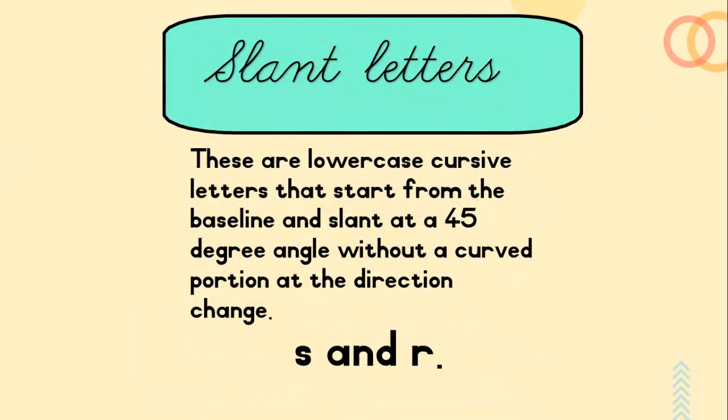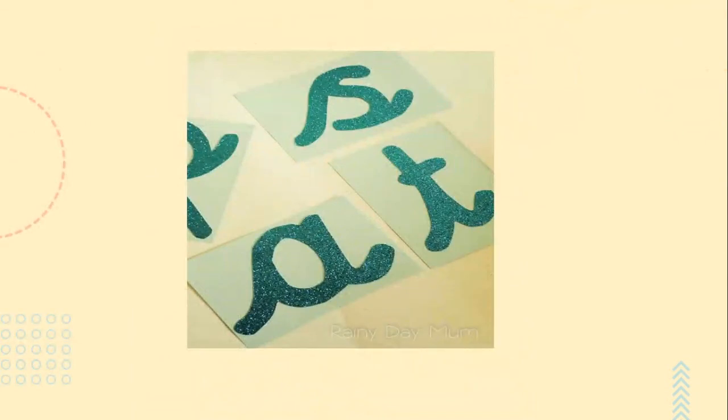Slant letters are lowercase cursive letters that start from the baseline and slant at a 45-degree angle without a curved portion at the direction change. This is S and R. This is exciting to use with sandpaper letters, and children can use their fingers to trace the patterns. Okay, so here we have an S.